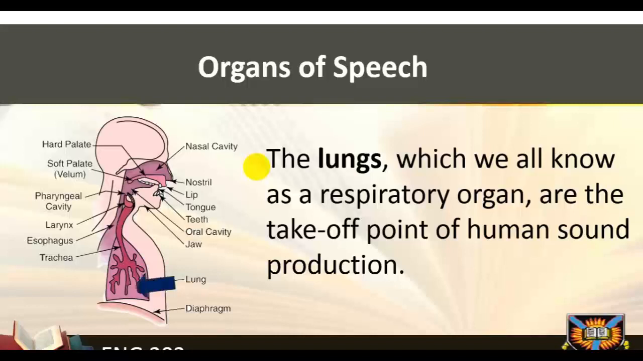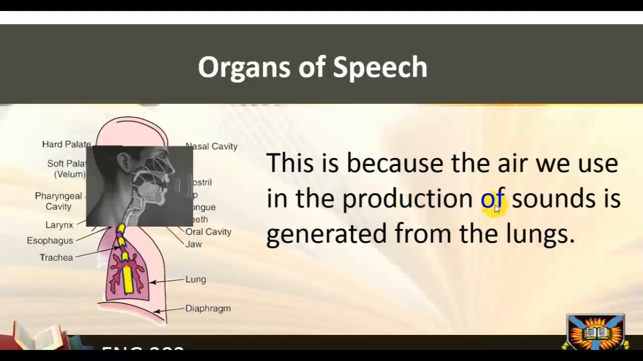We have the same types of organs used to produce sounds in all human beings irrespective of the race or language spoken. At this point, you need to have the diagram of the organs of speech close to you so you could refer to the mentioned organs as you read. The lungs, which we all know as the respiratory organ, are the take-off point of human sound production. This is because the air we use in the production of sound is generated from the lungs.